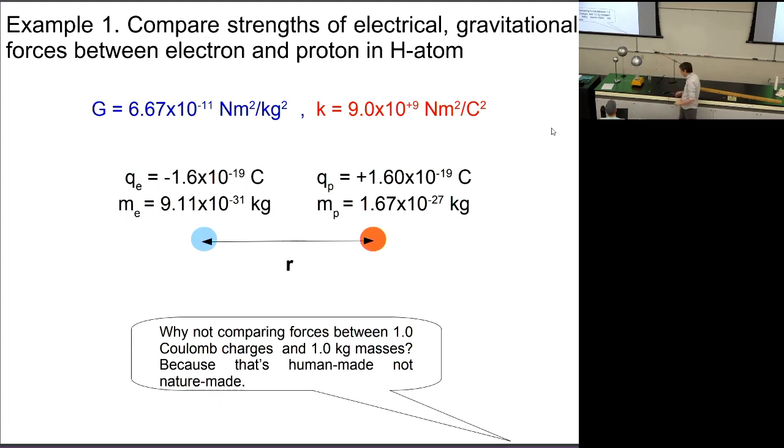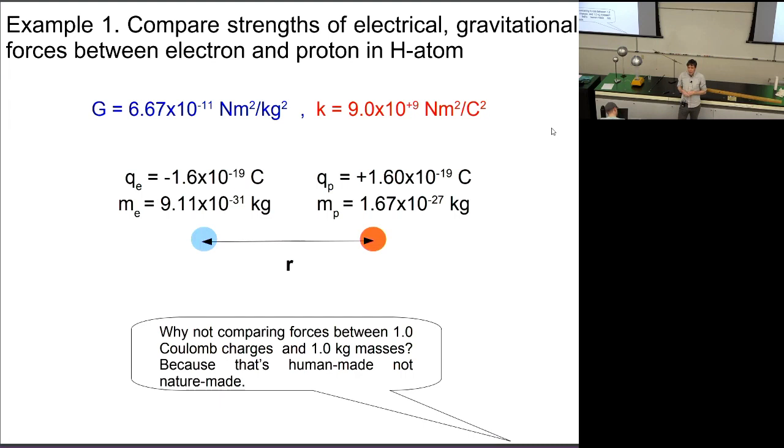Now, you might say, okay, let's do that. Let's compare the strength of the force between two 1 kilogram objects, that's a gravitational force, so we can figure that out, and the strength of the force between two 1 Coulomb objects. That would be an electrical force. So we could compare that. But it's really not a very natural comparison.